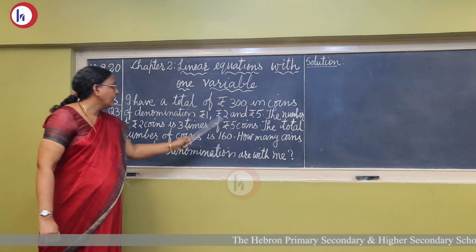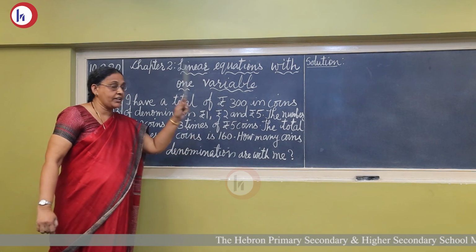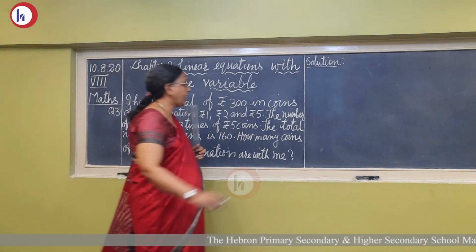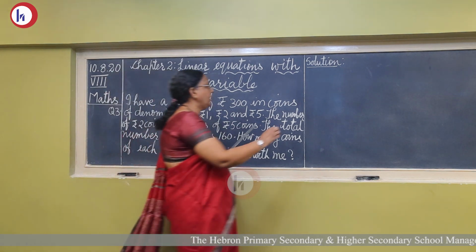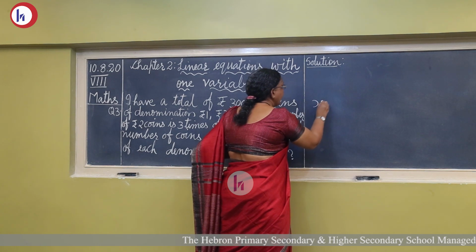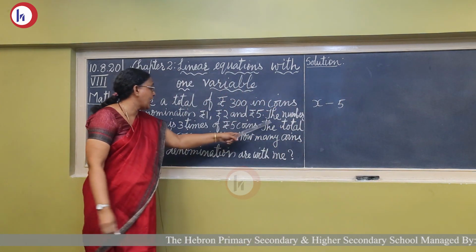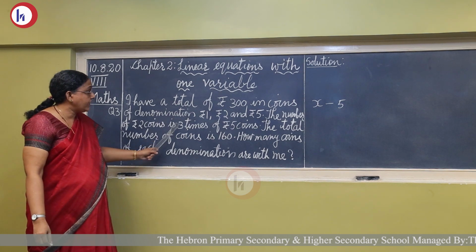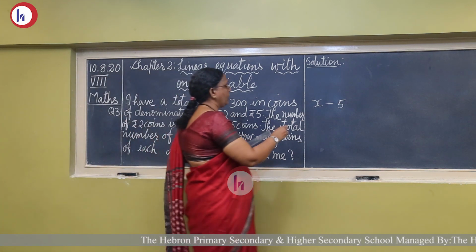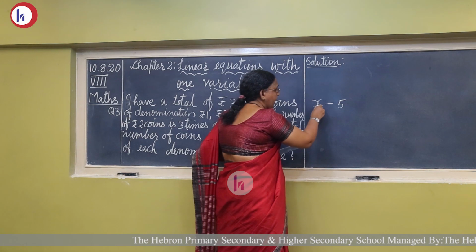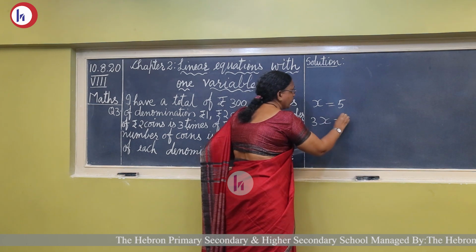But you can see that here the number of 2 rupee coins is 3 times the number of 5 rupee coins. From this sentence, you will get what can be taken as x. Here x can be the number of 5 rupee coins. Now, again it is given that the number of 2 rupee coins is 3 times the number of 5 rupee coins. So 5 rupees is x and 3 times of that is 3x. So, 2 rupees also we got.